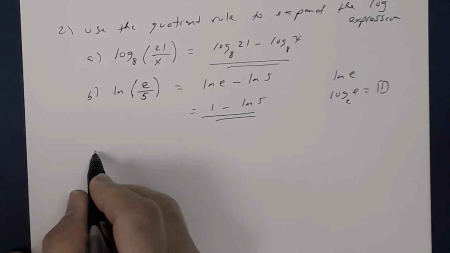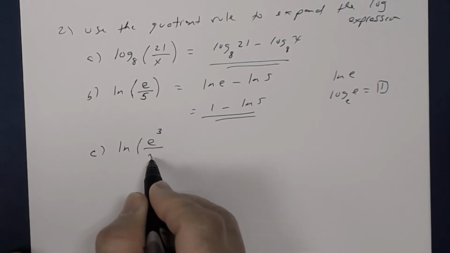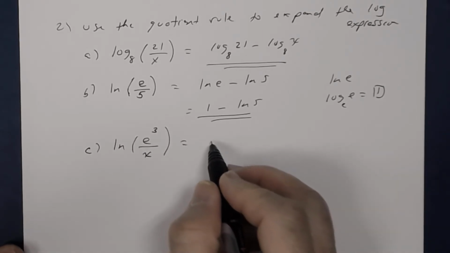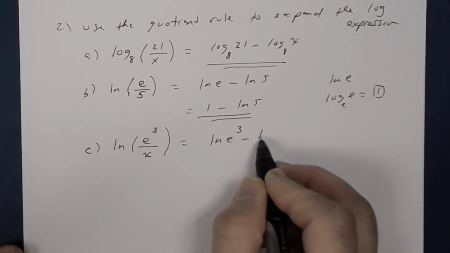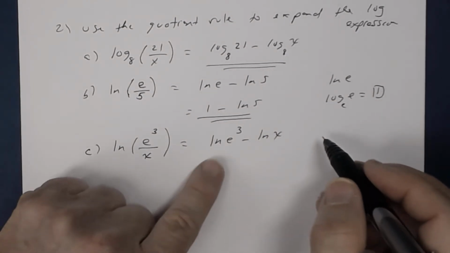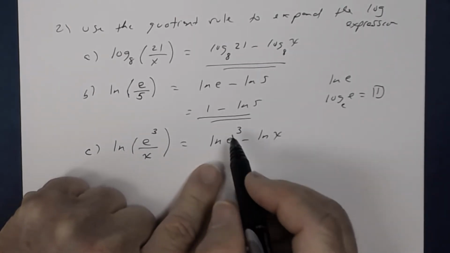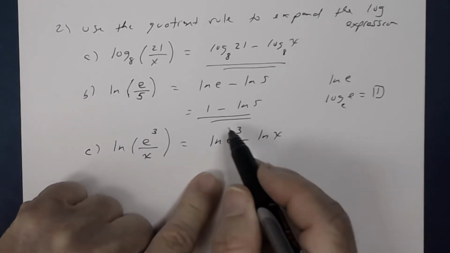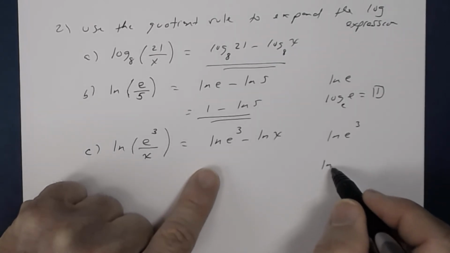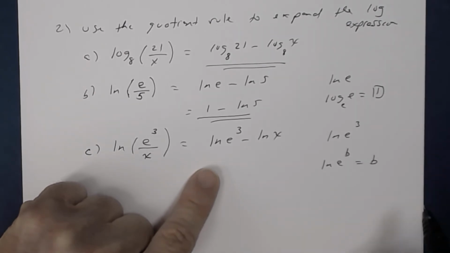Okay. See? What if I had this? Natural log of e to the 3rd power divided by x. Well, if I expand that, that's going to be the natural log of e to the 3rd minus the natural log of x, right? So remember what to do with this. You have to go ahead and rewrite this whenever possible. So the natural log of e to the 3rd. Remember when we talked about the natural log of e to the b power? That's just b, right? That's just that exponent.